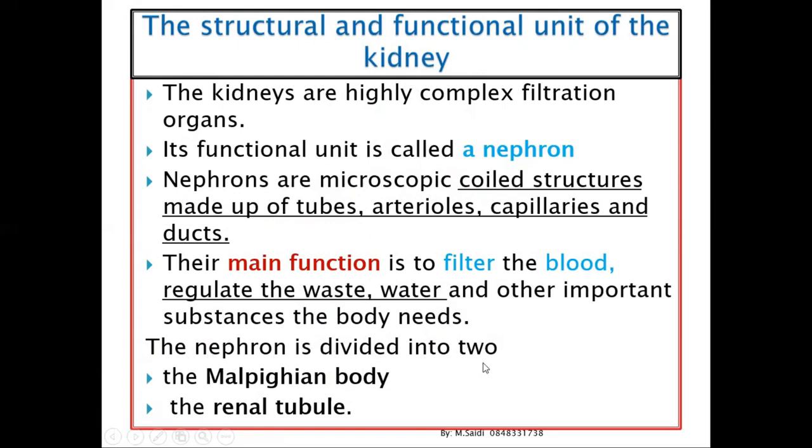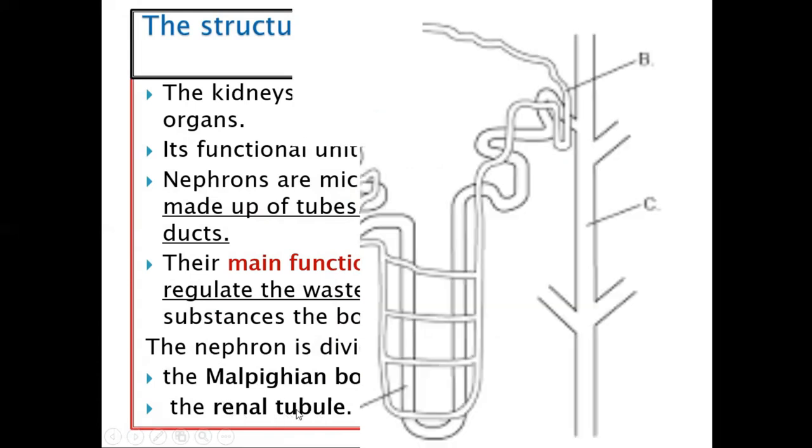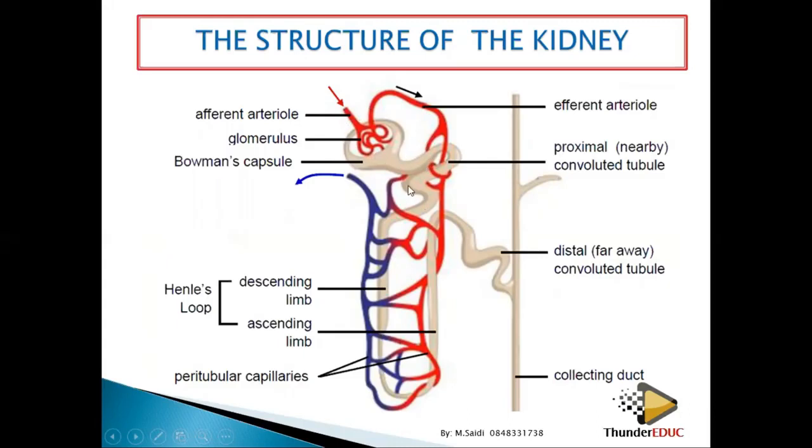So the nephron is divided into two. You have what is called the Malpighian body, and then the renal tubule. The Malpighian body is the upper part of the nephron, while the renal tubule is the lower part of the nephron. So it's like the head of the nephron. If it is a human being, the head from the neck upper part is what is called the Malpighian body, and then the remaining part becomes the renal tubule. There are some specific features which you need to know on this nephron.